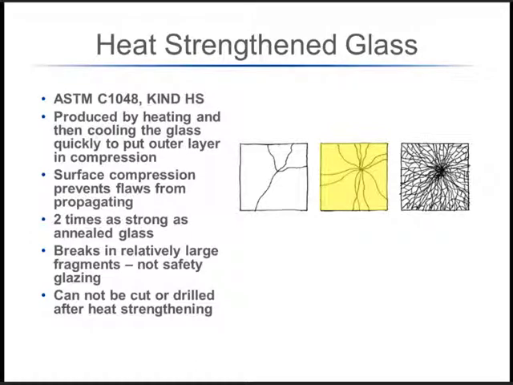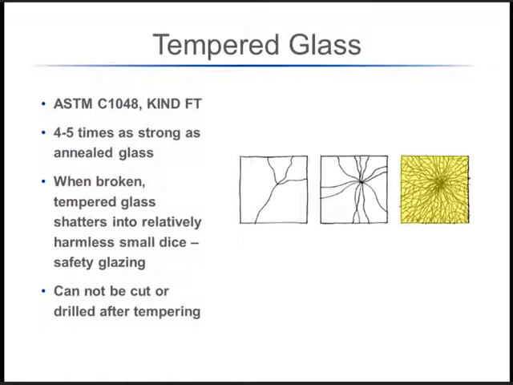You can see there in the highlighted box that it breaks into very small pieces, and lots of us have seen this in different applications, your windshield and things like that, or shower doors. So tempered glass is used as safety glazing because it breaks into relatively small, dice-like pieces that don't have sharp edges, so they are relatively harmless. And again, like heat strengthened glass, you can't cut it or drill it after tempering because it will shatter immediately.